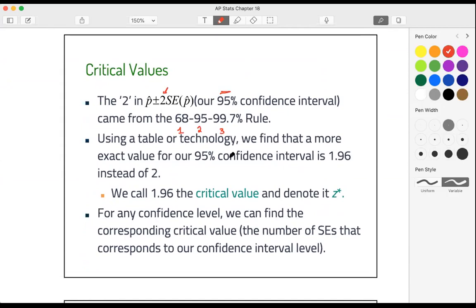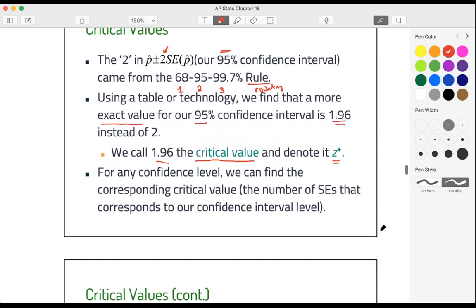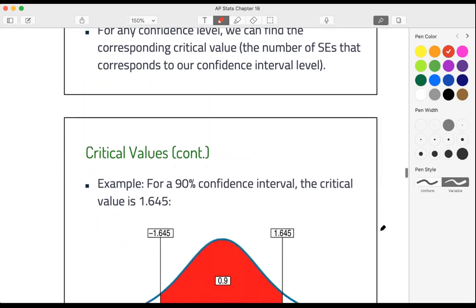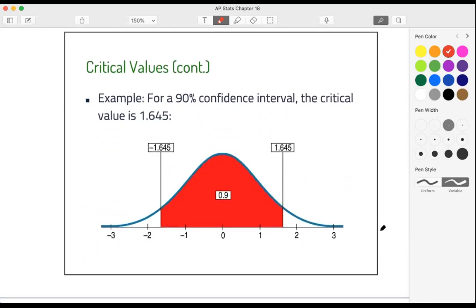Now, this is a rule that's actually rounded values. If I calculated exactly using a table or technology, we would find that the exact value for 95% is actually 1.96 instead of 2. This 1.96 is what's called the critical value, and we denote that as C star. For any confidence interval, we can find the corresponding critical value, which is the number of standard errors that corresponds to our confidence interval. For example, for a 90% confidence interval, the value would be 1.645.